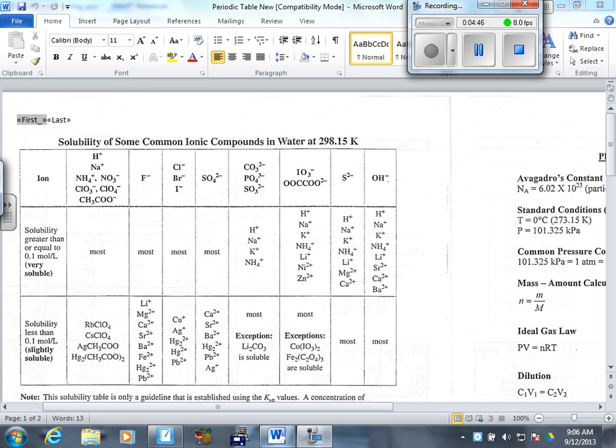All right, if you can please take out your periodic table, flip to the back side of it, you will see this chart in the top left-hand corner. Solubility of some common ionic compounds in water at 298.15 degrees Kelvin. Basically it's room temperature. So here's how this chart works. This chart will allow you to figure out what compounds essentially in a reaction could form or have formed precipitates.